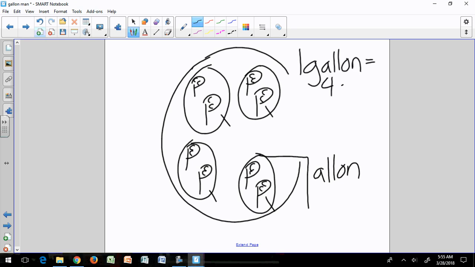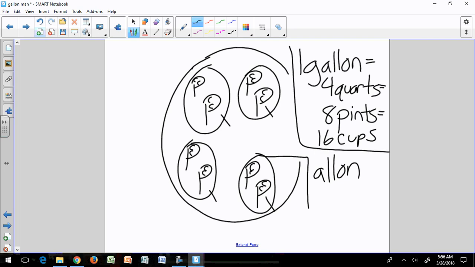One gallon equals 4 quarts equals 8 pints equals 16 cups. And unfortunately, this is just going to be something that you have to remember. But we have these pictures to kind of help you out. In 1 gallon, there are 4 quarts, 8 pints, and 16 cups. All of those are equal.